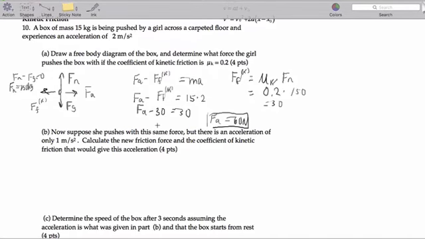Now let's figure out what happens if she pushes with 60 newtons of force. So we still have the applied force minus the friction equals m times a. But we're pushing with 60. We don't know this friction. And we're taking a 15 kilogram block and accelerating it at 1 meter per second squared. So this is going to give us a friction force of 45 newtons.